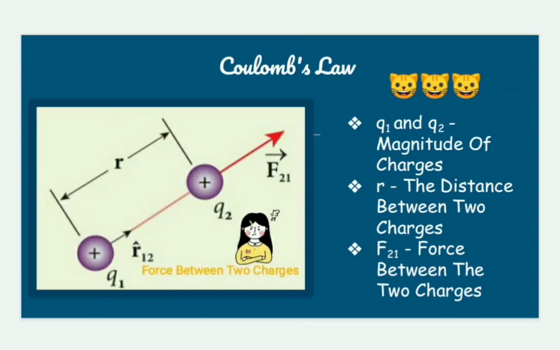Now r12 cap. So what is r12 cap? It is a unit vector from the first charge to the second charge. So r21 cap will be from the second charge to the first charge. Okay, this is all the imagination he had made to explain his law. He had explained his law in 8 different aspects. We are going to discuss them one by one. So the different aspects of Coulomb's law are going to be discussed now.